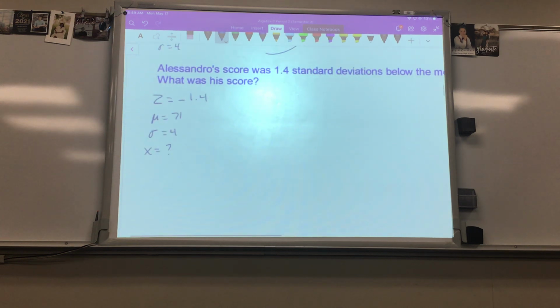So again, just plug in what we know into the formula. Negative 1.4 equals x minus that 71 over 4. The steps to solve it, is that going to change at all? The only difference is that negative 1.4, isn't it? Multiply by 4. Negative 5.6. Add that 71. What do we get there?